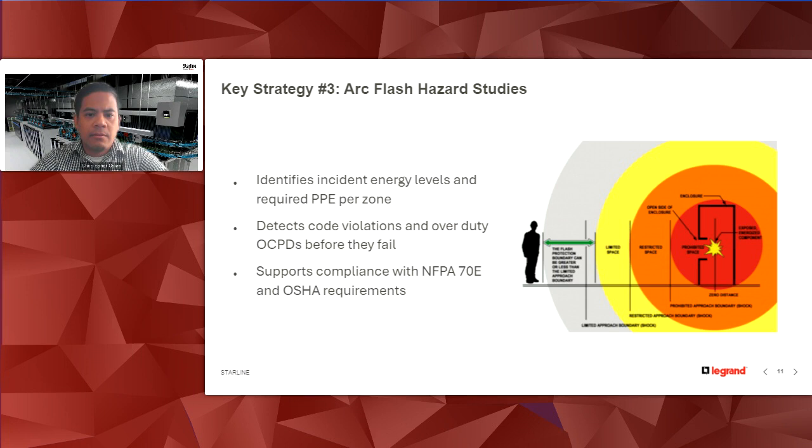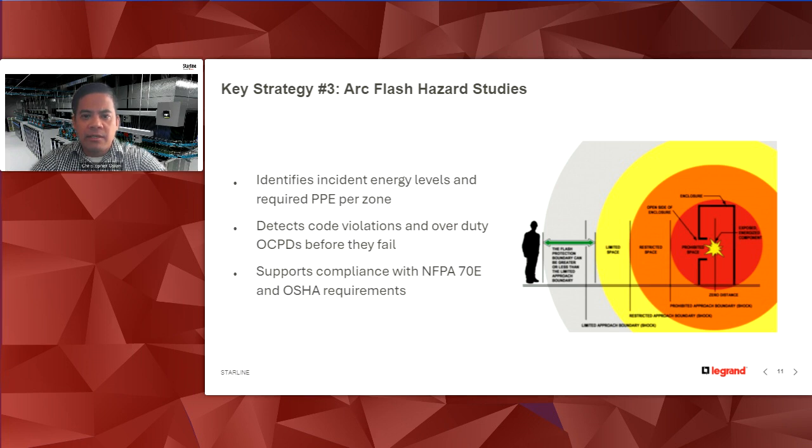So to further dive into that, the image on the right shows your protection boundaries by this MDE. And in the center in red, you'll see that is your arc source. Outside of that, you have your restricted and your limited approach boundaries, which are voltage dictated. But the reason why we're showing this graphic here is that your arc flash boundary varies. You can see that by the green arrows that point left and right.